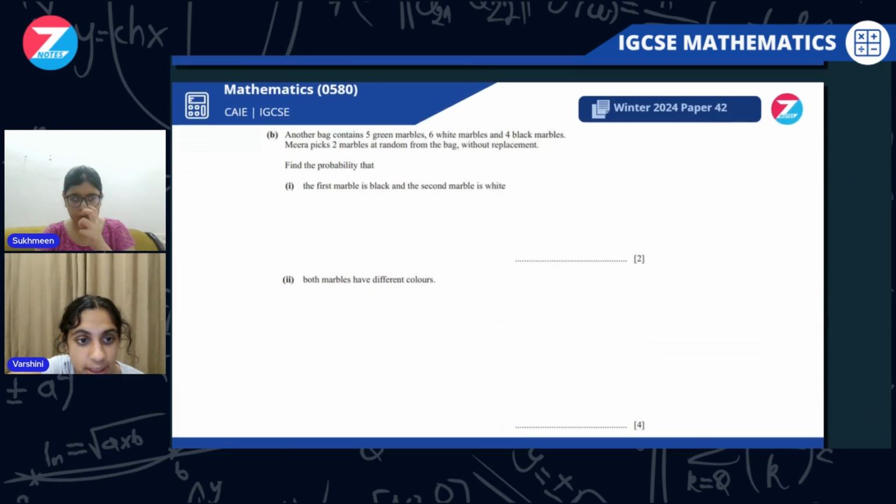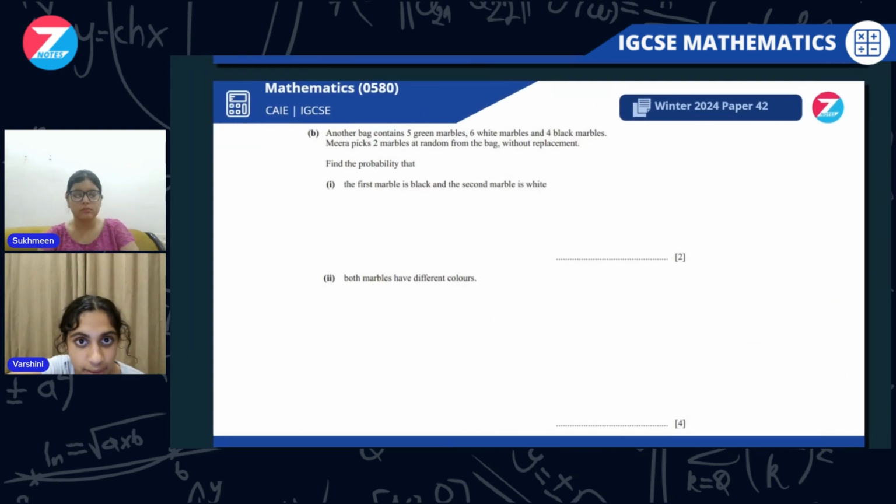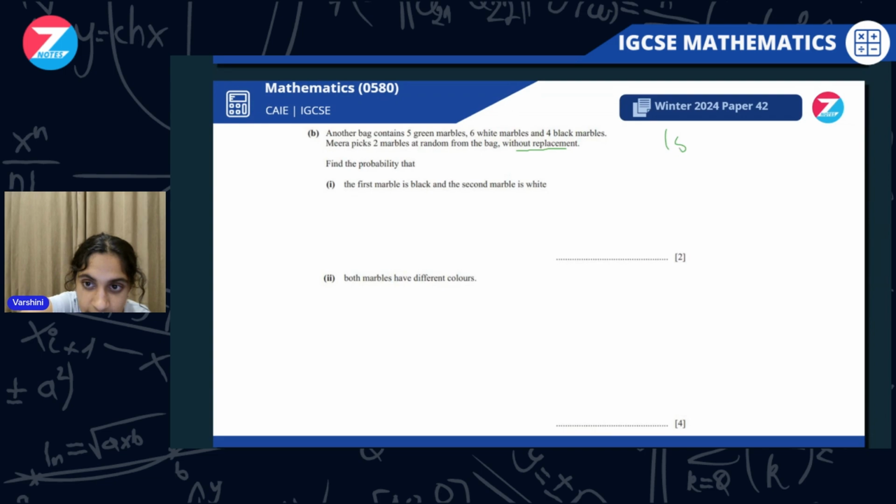And the next question. Another bag contains 5 green marbles, 6 white marbles, and 4 black marbles. Mira picks 2 marbles at random from the bag without replacement. This is important. Find the probability that the first marble is black and the second marble is white. So for the first marble, it's just going to be 4 divided by the total. So let's first find the total, which is 5 plus 6 plus 4, which will be 15 total.